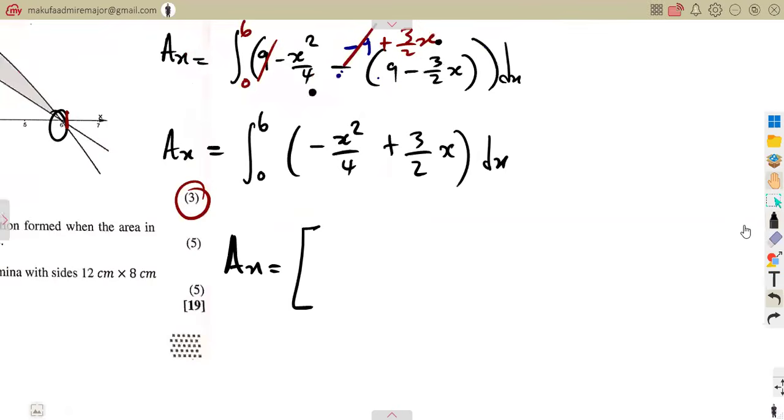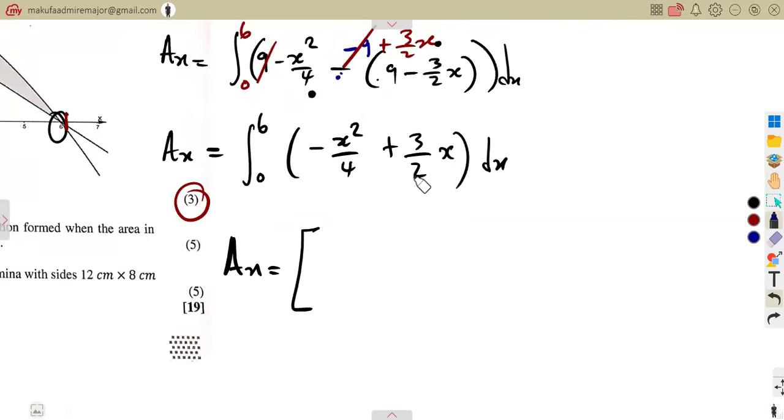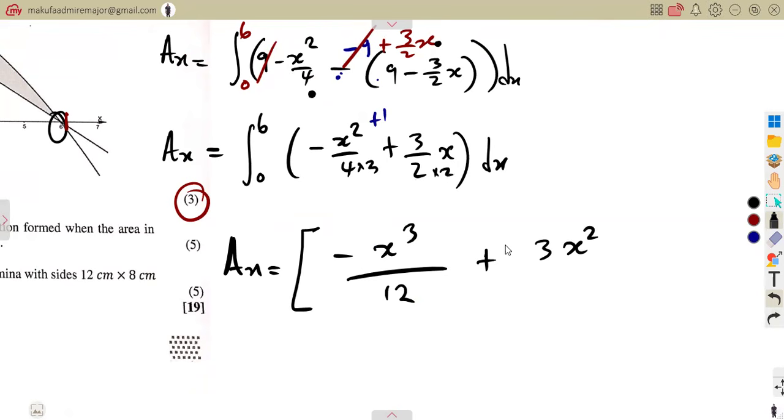Let's integrate. Add 1 on our exponent, that will be a 3, minus x cubed. We divide by that 3 here, so it will be a 12. Do the same thing here, that will be 3 x to the exponent of 2. So it must be 2. If you add 1, then it multiplies this 2, so it's going to be a 4. So that's it. So in this case, guys, we can substitute our limits.